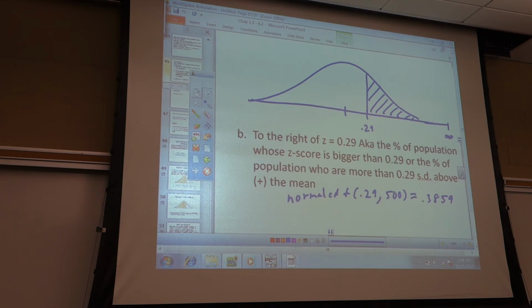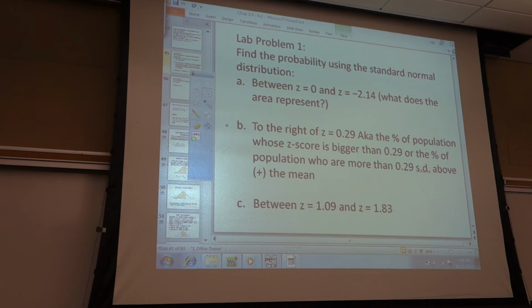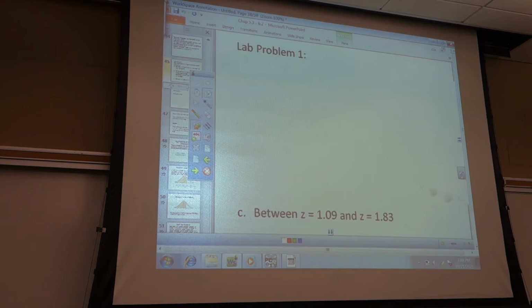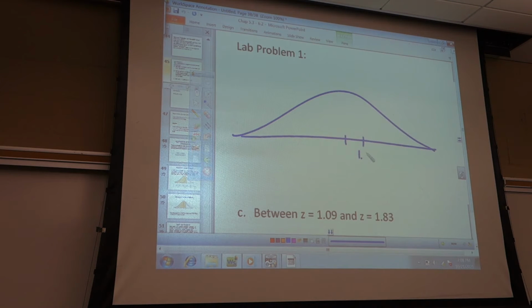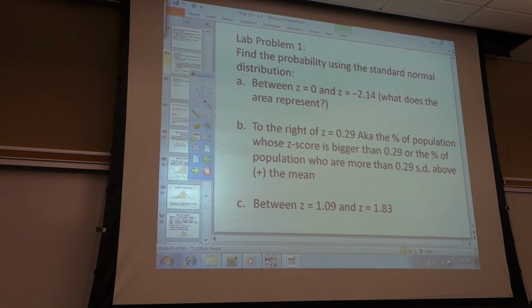Okay. Last one. Between. So between these two numbers, here's my hill. 1.09, 1.83 is to the right of it somewhere, I don't care where, and shade. So then you do normal CDF of 1.09, comma 1.83, and you got? Oh, sorry. 0.1042. Great. Okay, so now we've sort of covered that, I do want to point out one couple things.